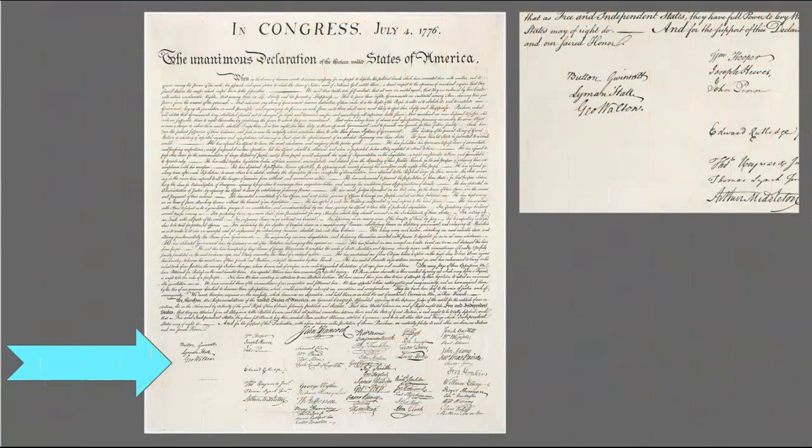Notice here, they signed a bit off to the side. They were kind of showing that there was still a bit of separation during the early years of the Revolutionary War. Some were unsure if we should support the Revolutionary War.